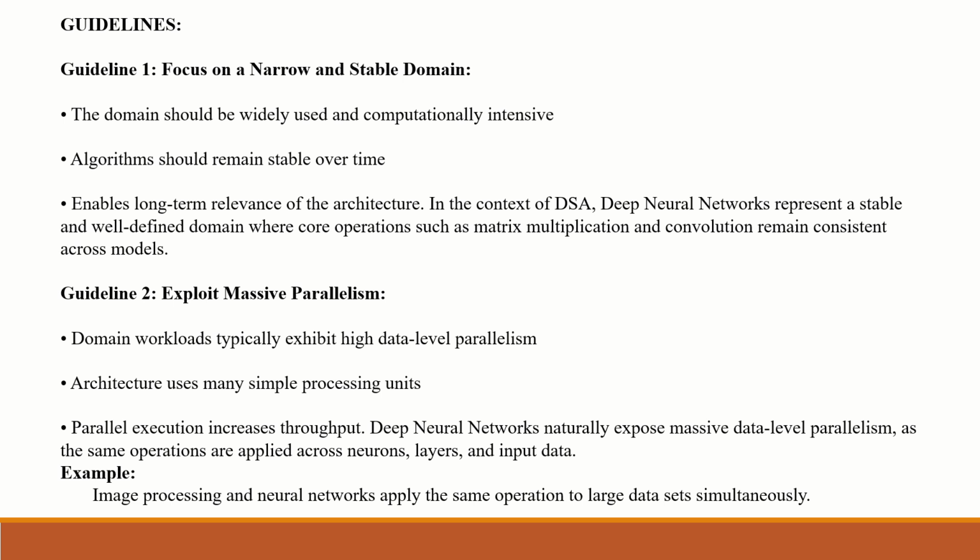Guideline 2. Exploit massive parallelism. So most domain specific applications do many similar operations at the same time. So DSA uses parallel processing. Many small processing units work together to finish work faster. The DNN is the most relevant example we can take for DSA. So we are seeing in context to DSA in the guidelines, and I have given the examples for it.